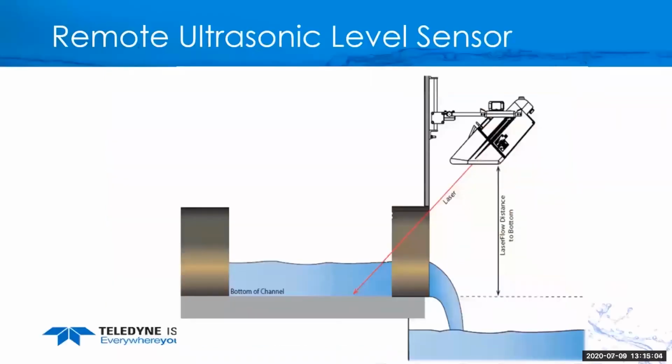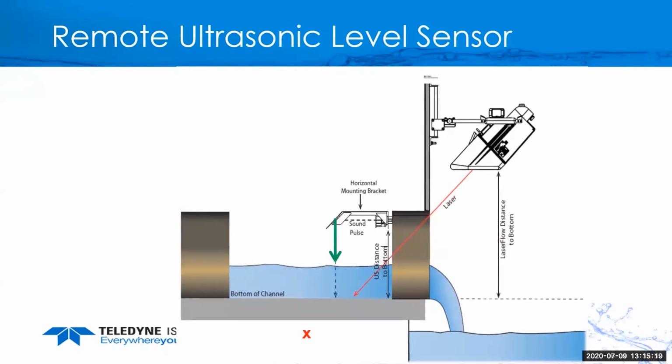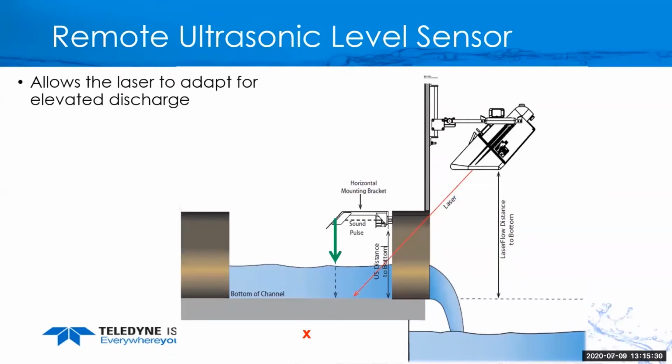And what we did is we came up with a remote ultrasonic level sensor. And how that works is normally we would be reading that level in the bottom of that channel. So we would focus in the wrong spot. So what we did is we now have a version that has a remote ultrasonic sensor that mounts up into the pipe, and it will reflect off of a horizontal mounting bracket, and now it will measure level in the same location as it's measuring velocity.